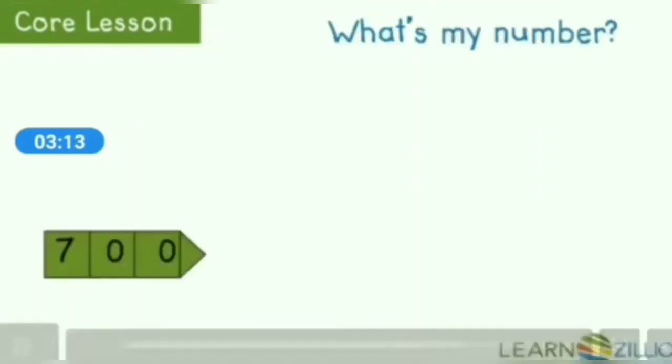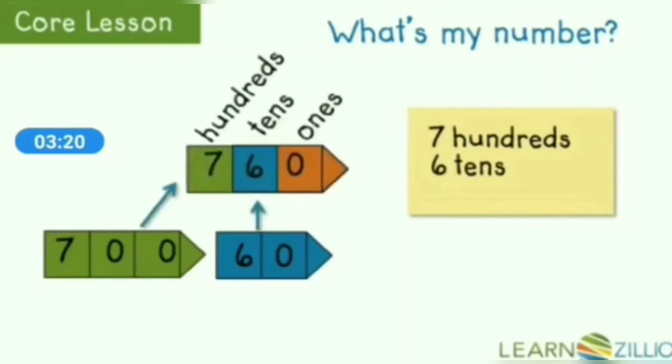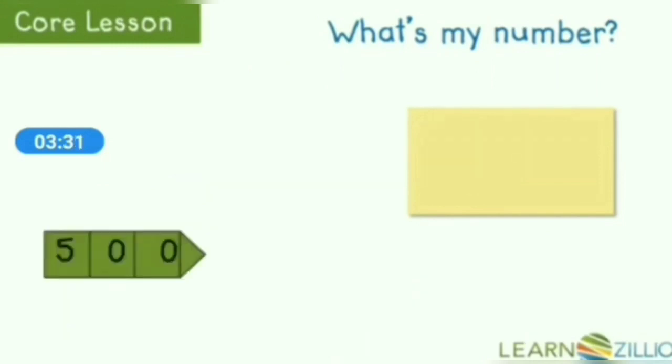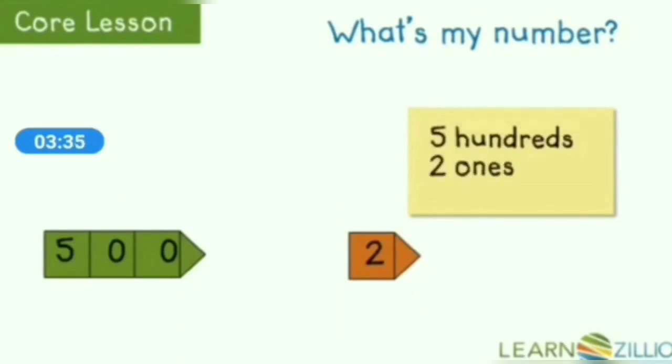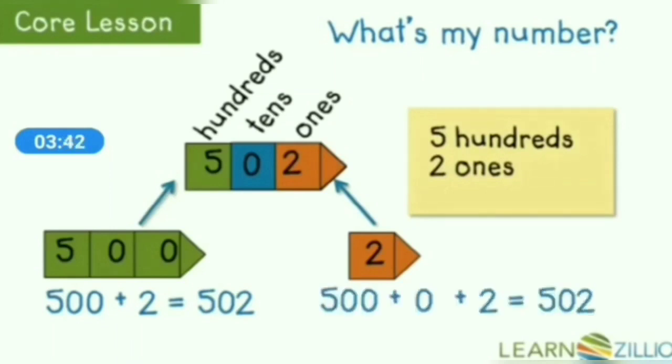What's my number? 760. 700, 6 tens. By combining these two Maan cards, we will get the number 760. 700 plus 60 plus 0 is 760. What's my number? 502. 500, 2 ones. By combining it together, we will get the number 502. 500 plus 0 plus 2 is equal to 502.